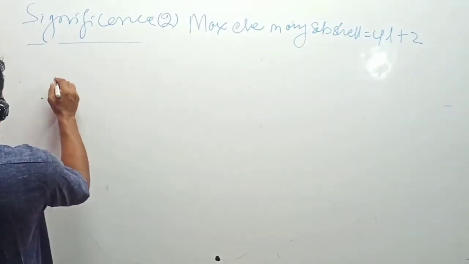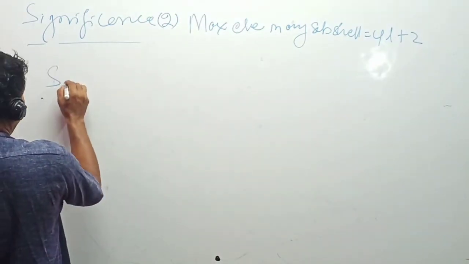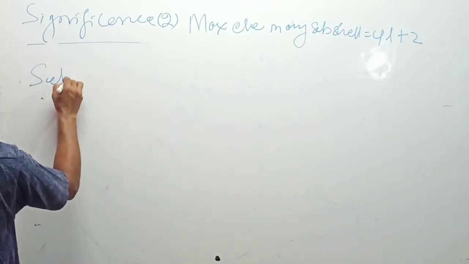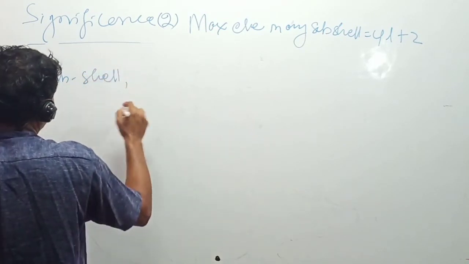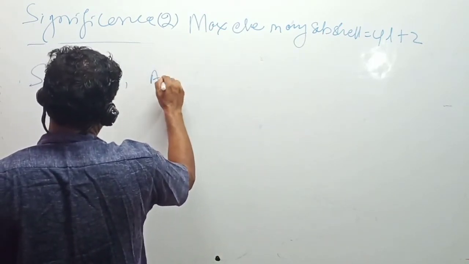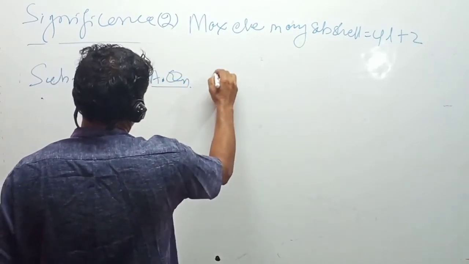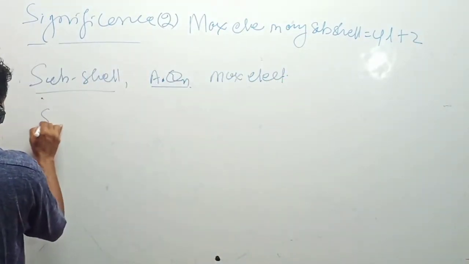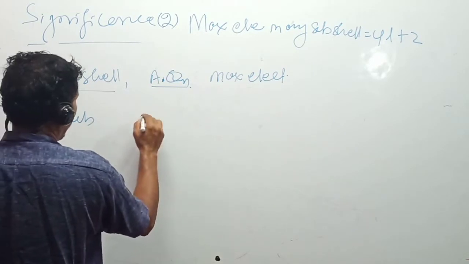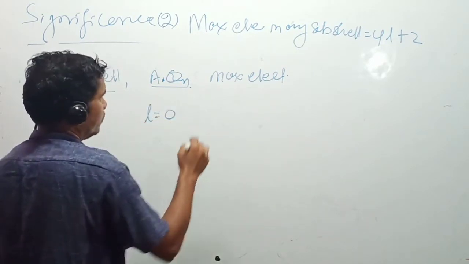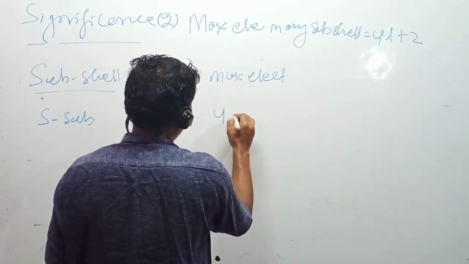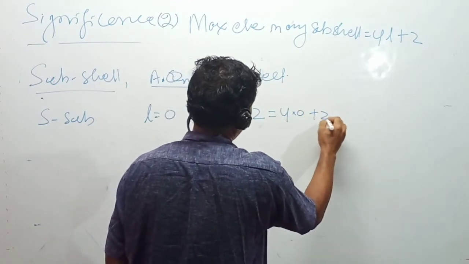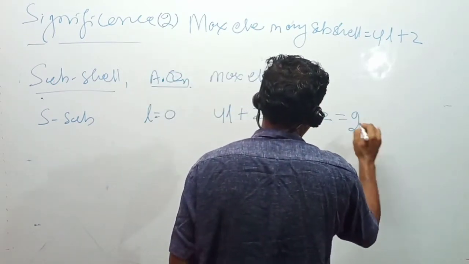For example, for an s subcell, the azimuthal quantum number L equal to 0, the maximum electron will be 4L plus 2. So 4 into 0 plus 2, the maximum electron will be 2.